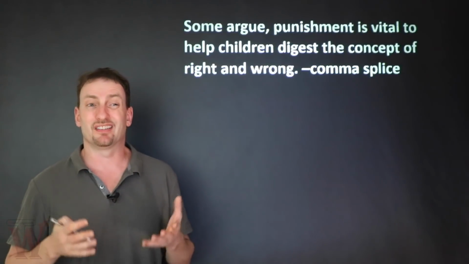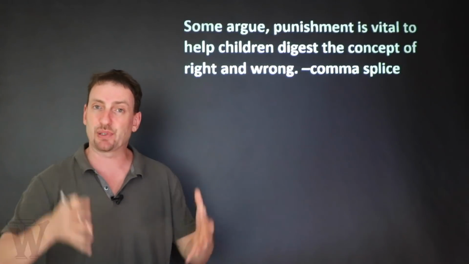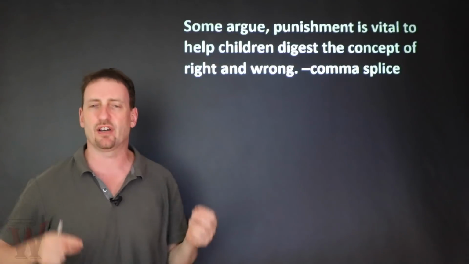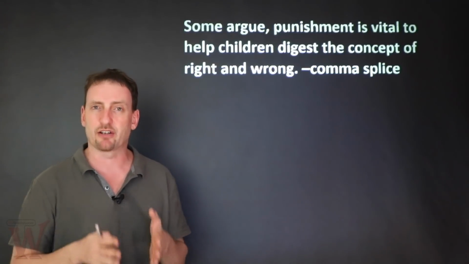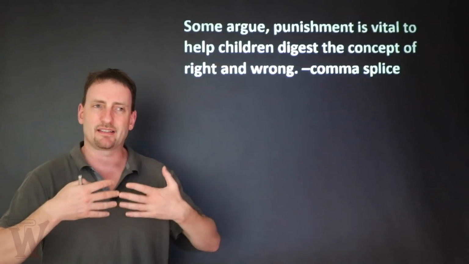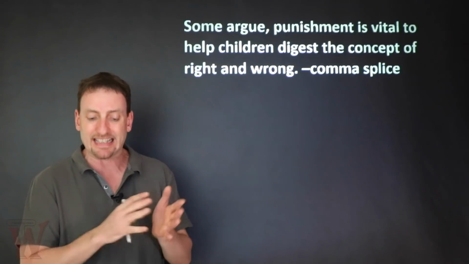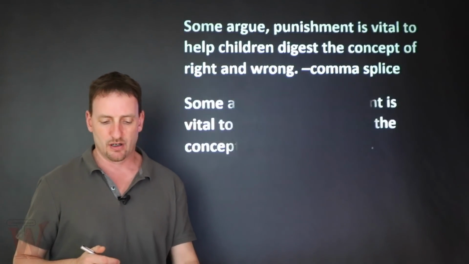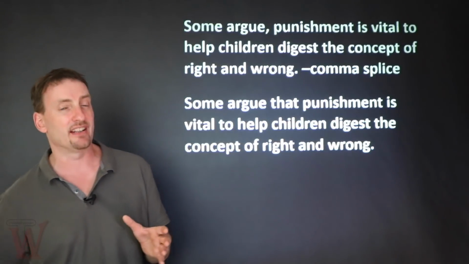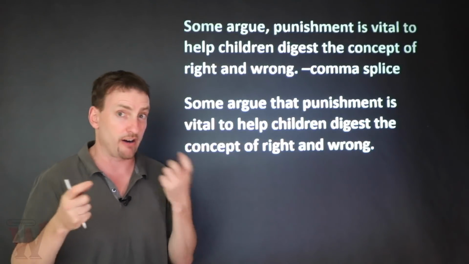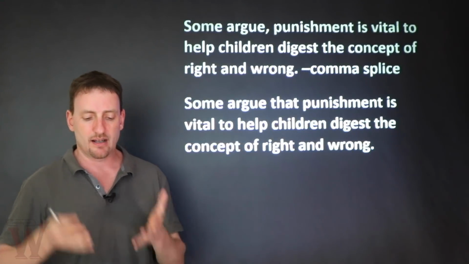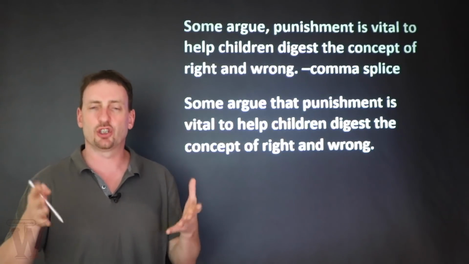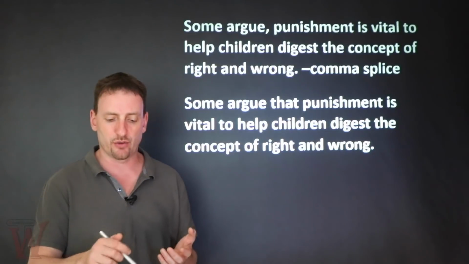First of all, some argue. Technically, this is an independent clause. This is a complete idea. Some argue. Some people argue. Well, yeah, people argue all the time. They always have fights, you know. But that's not what this writer meant. Some argue. So this is presenting an argument. And the argument is that punishment is vital to help. So what this person wanted to do was make a noun clause out of the independent clause, but forgot to add the noun clause part of it. Some argue, what? That punishment is vital to help children. So that other independent clause technically should be a noun clause as an object to the verb argue.